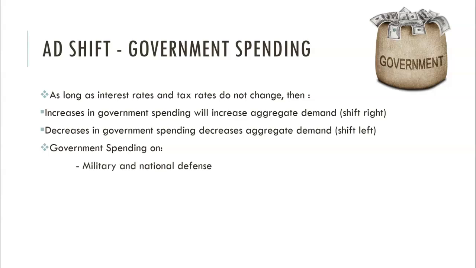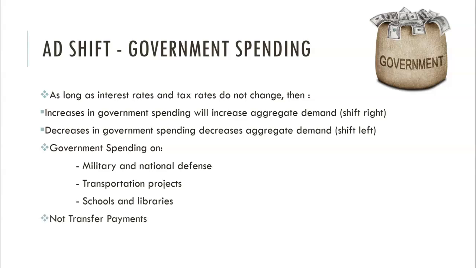So this could be government spending on military and national defense, transportation projects, schools and libraries, anything that is not a transfer payment, not a financial movement where money's just going from one place to the other, where they're actually spending money on physical goods or services.